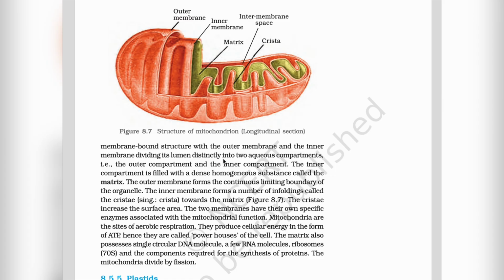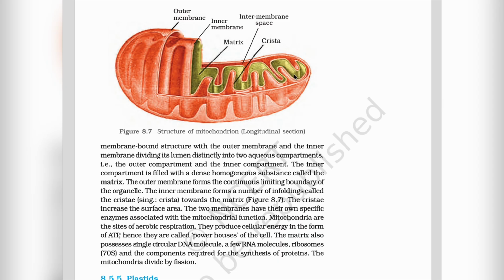Each mitochondrion is a double membrane bound structure with the outer membrane and the inner membrane dividing its lumen distinctly into two aqueous compartments. That is the outer compartment and the inner compartment. The inner compartment is filled with a dense homogeneous substance called the matrix. The outer membrane forms the continuous limiting boundary of the organelle. The inner membrane forms a number of infoldings called the cristae, singular crista, towards the matrix, as can be seen in figure 8.7. You can see in this figure, this is the folding of the inner membrane and it is forming a structure called crista.